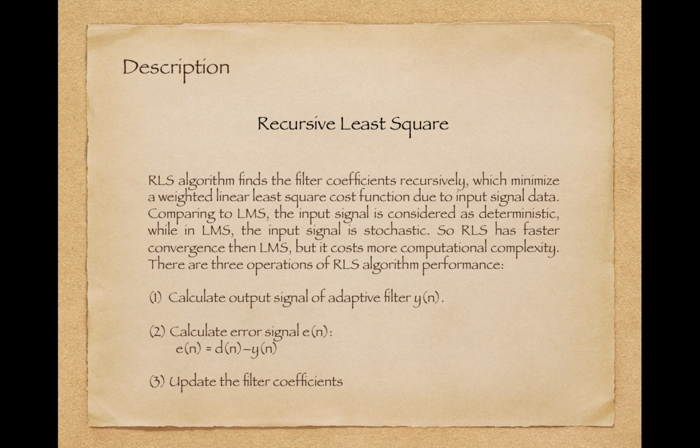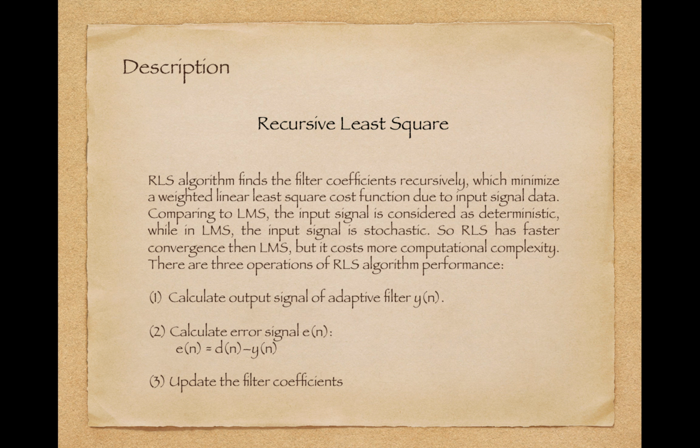Next, let's talk about the recursive least square algorithm. The RLS algorithm finds the filter coefficients recursively, which minimize a weighted linear least square cost function related to the input signal data. Compared to LMS, the input signal is considered deterministic, while in LMS the input signal is stochastic, so RLS has faster convergence than LMS, but it costs more complexity.